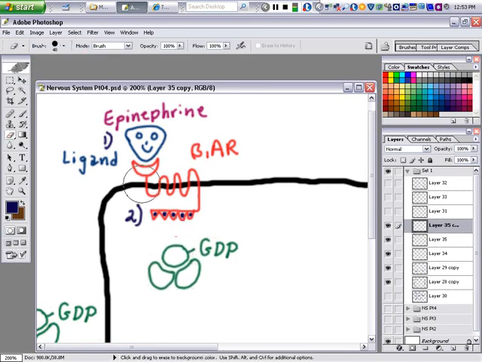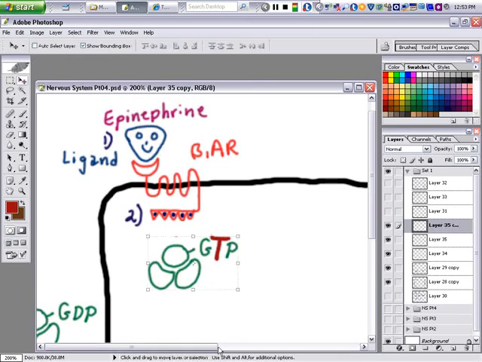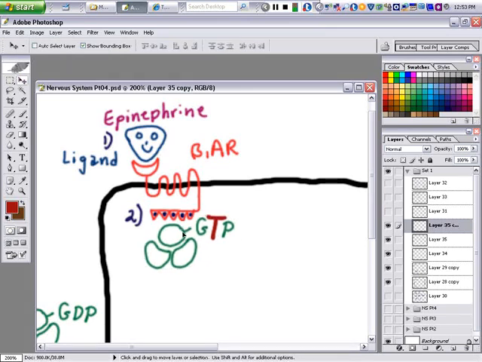And so we're going to change GDP, and we're going to give it more energy. Instead of guanosine diphosphate, we can make it what? What do you think? Guanosine triphosphate. Now it's going to become guanosine triphosphate. Now this trimeric protein has become activated.